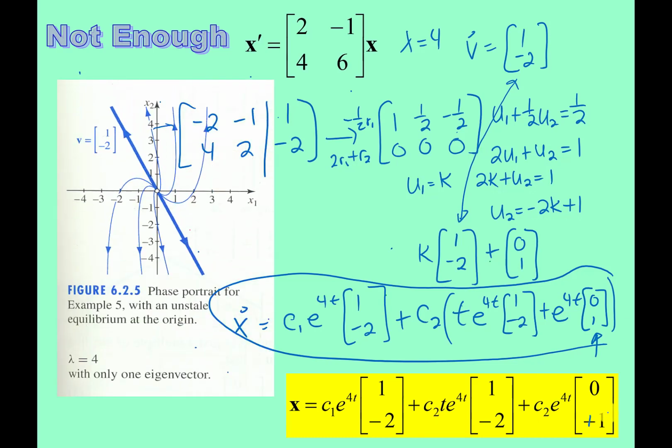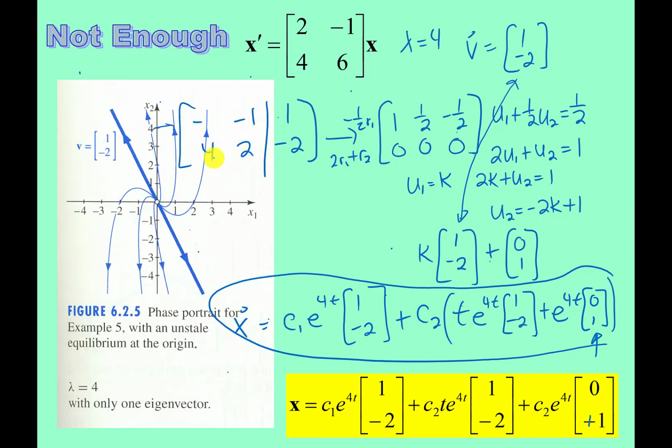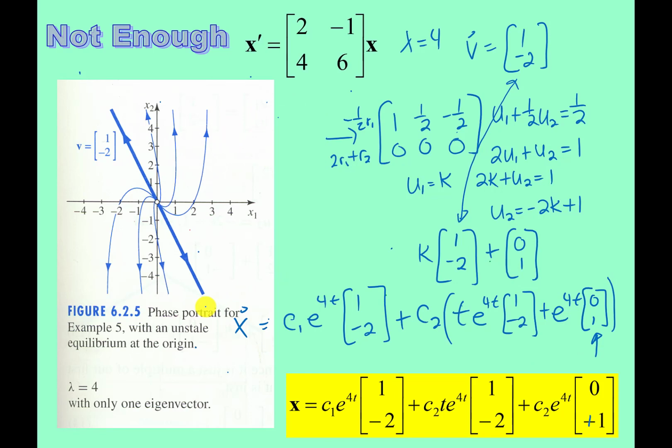So this is the solution, but I had a typo there. It should be a +1. Okay, so this is what it looks like. I'll get this out of the way here. We only have one eigenvector, so there's only one drawn here, and the arrows head away because the eigenvalue is positive, and the solution curves look something like this.